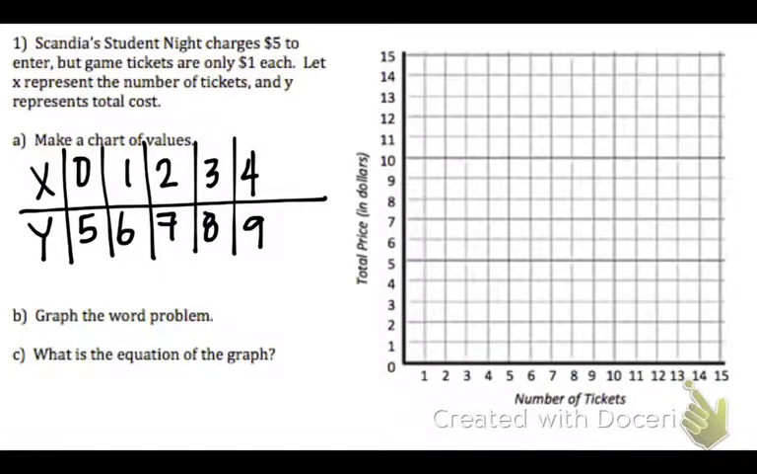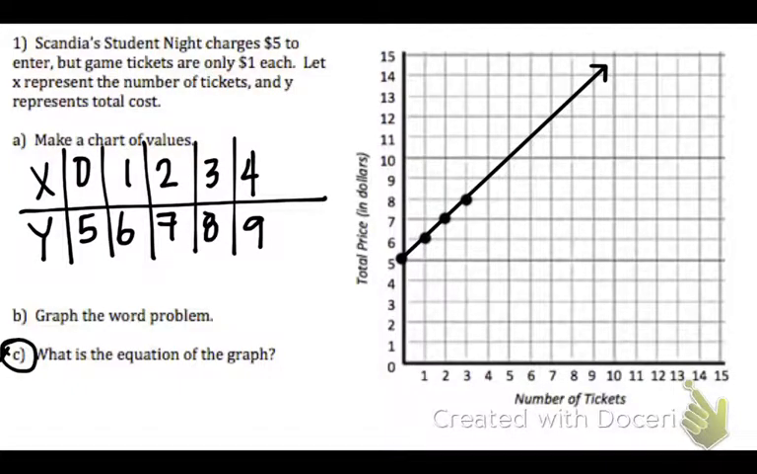Okay, so now we're going to graph this. We're going to graph this word problem. We're going to start at the point 0, 5. 0 tickets is $5. 1 ticket is $6. 2 tickets is $7, and so on. We can go ahead and draw our line, I think. Goes like that, okay? And then part C wants us to write the equation for this graph, okay?